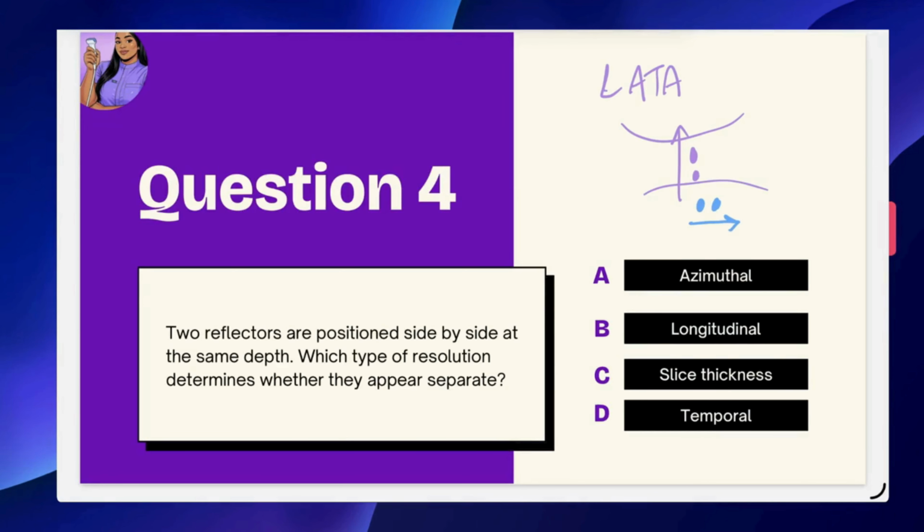So that's correct. Side by side, we're talking about lateral, which can also be referred to as azimuthal. So of course, the correct answer is going to be A. Good job.